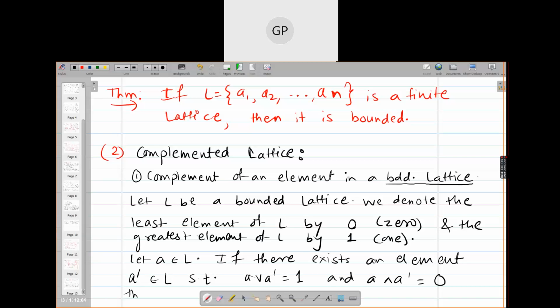Then a dash is called the complement of a. Do you understand this?